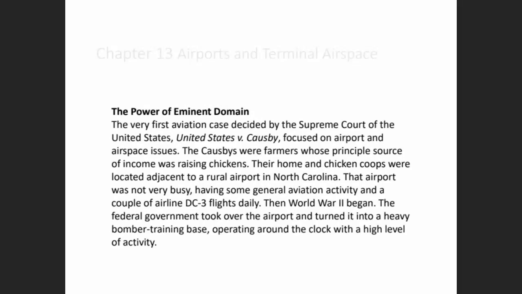This is a landmark case of the power of eminent domain, and the very first aviation case decided by the Supreme Court of the U.S., United States versus Causby, focused on airport and airspace issues. The Causbys were farmers whose principal source of income was raising chickens. Their home and chicken coops were located adjacent to a rural airport in North Carolina. That airport was not busy, having general aviation activity and a couple of airline DC-3 flights daily. Then World War II began, and the government took over the airport and turned it into a heavy bombing training base operating around the clock with a high level of activity.